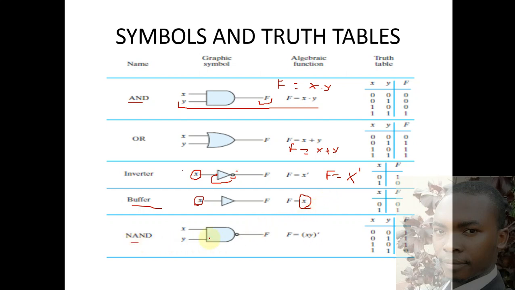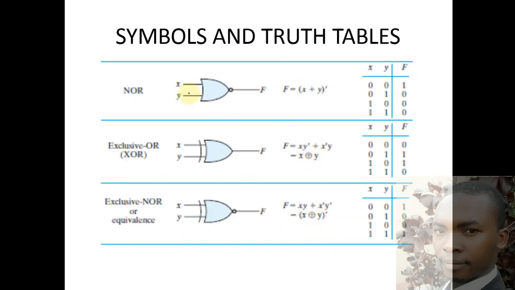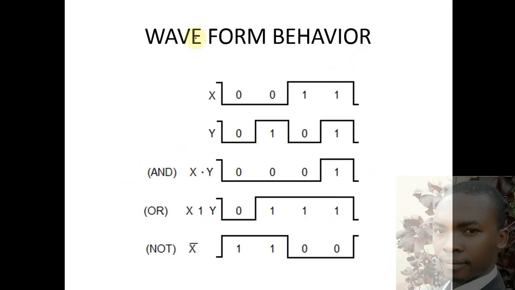And then the NAND gate actually negates the AND. Okay, so it negates the AND. If you have X and Y, pass through this together. So these are others, the NOR, exclusive OR, and others. So you read through these, and then you will be able to catch up.